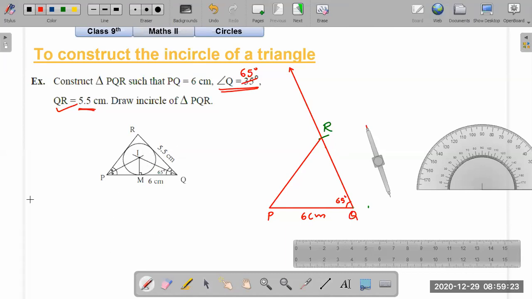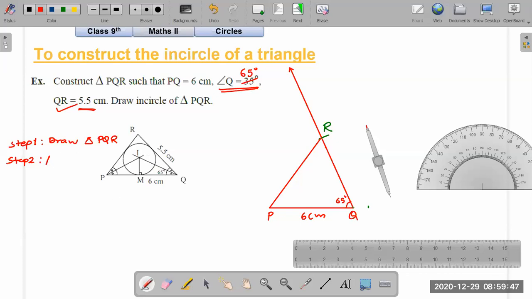So step one, always start with drawing the triangle. Step one, draw the triangle, which is given. So draw triangle, here it is PQR. Step two, as soon as you draw the triangle, for an incircle, we require angle bisectors.